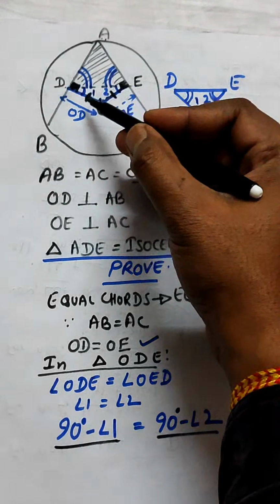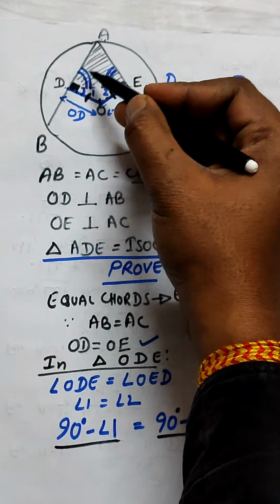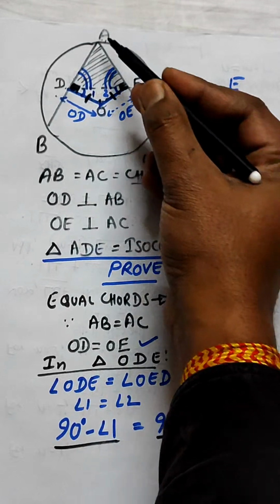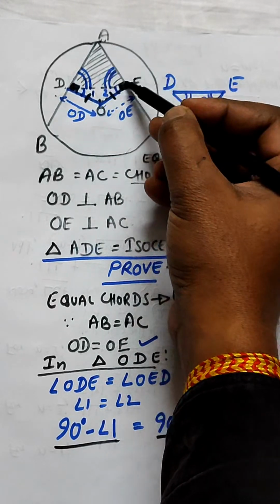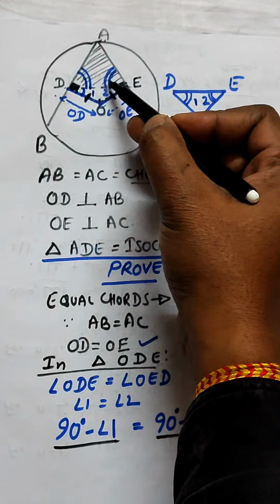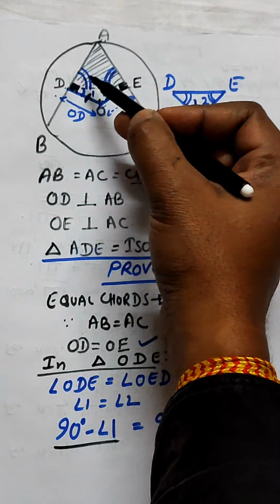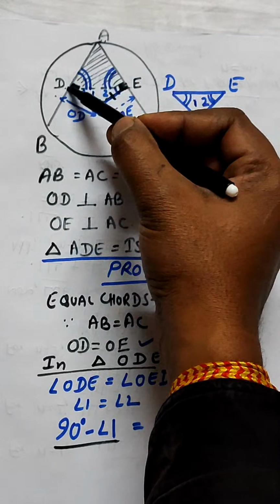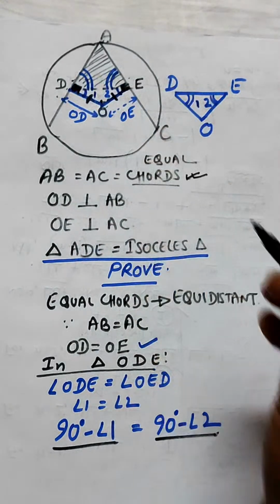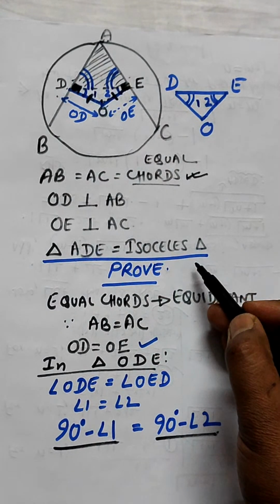So 90 minus angle 1 is what? Angle ADE. Similarly, this is equal to angle AED. That means 90 minus angle 2. And these are the angles opposite to the equal sides. Because these angles are equal, we can say AD equals AE. So we have proved that ADE is an isosceles triangle.